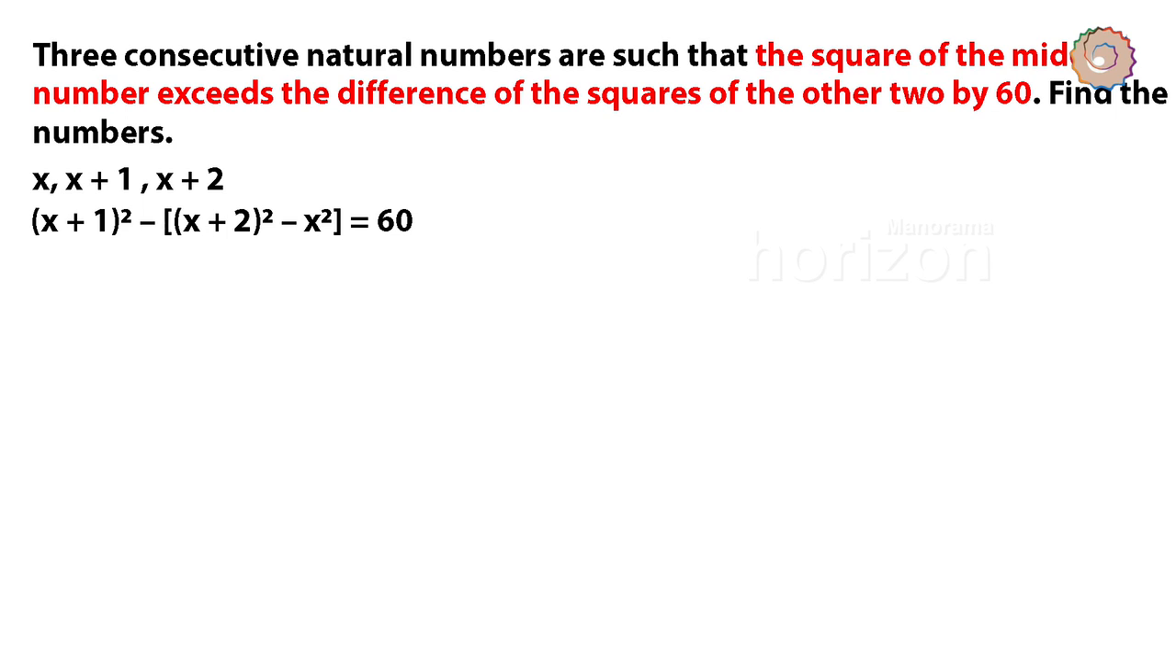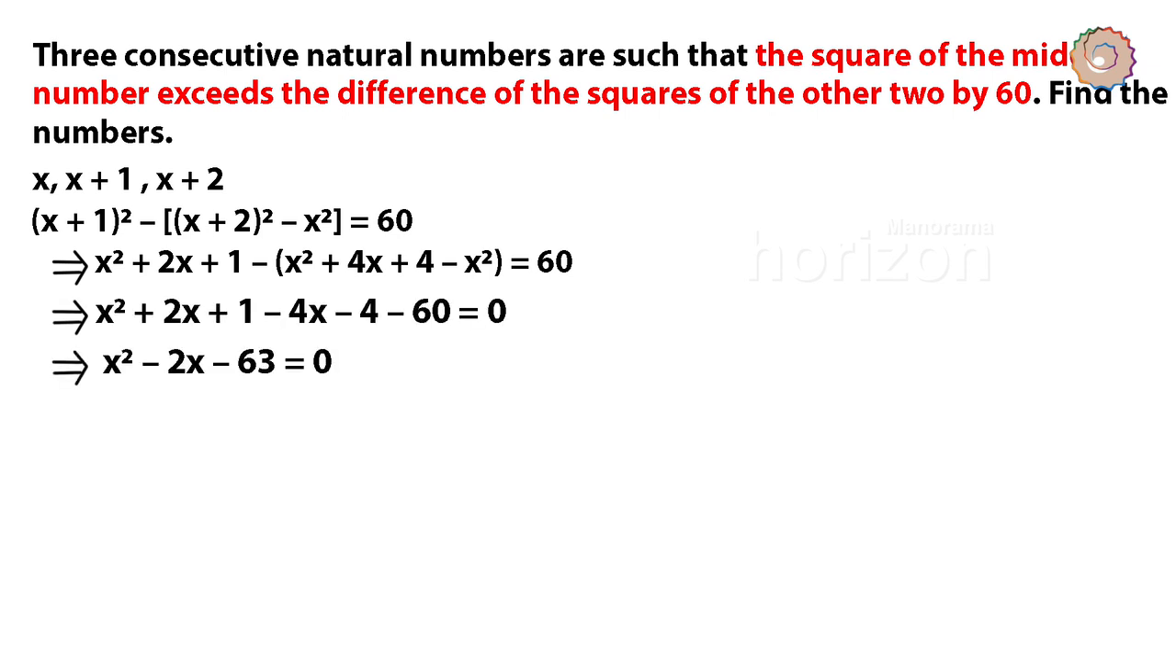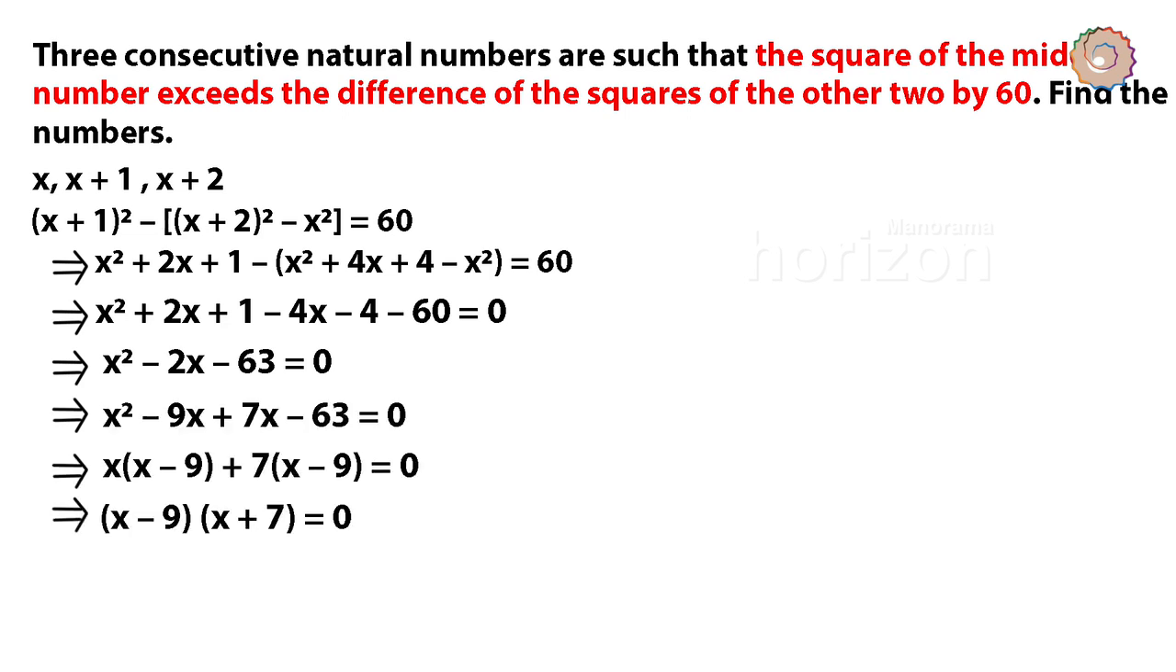Expanding the square terms, we get x² + 2x + 1 - (x² + 4x + 4) + x² = 60. Now simplifying this, we get x² - 2x - 63 = 0, which is a quadratic equation. Now let's factorize this equation by splitting the middle term. Then we get (x - 9) into (x + 7) = 0. So x = 9 or x = -7.